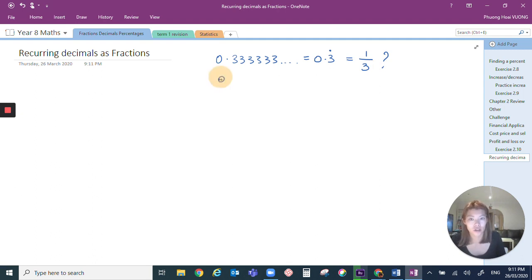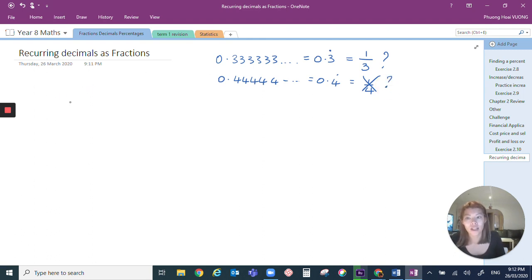How about 0.44444...? That is definitely not equal to 1/4. We know that because 1/4 is 0.25. So what is it? How do we figure that out?